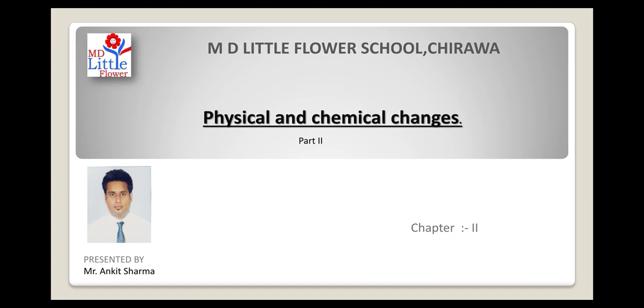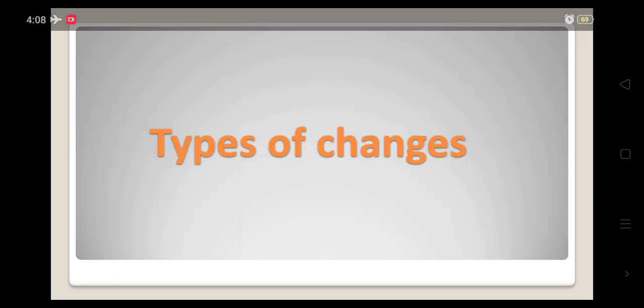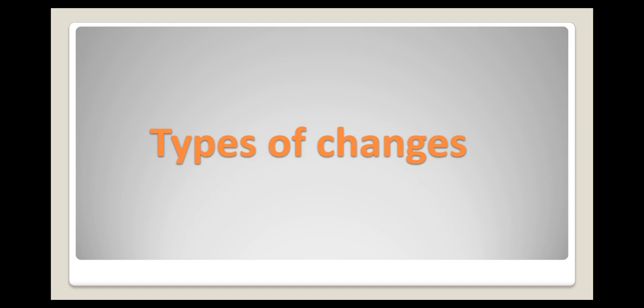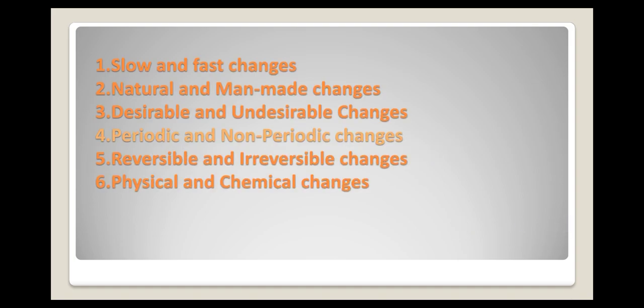In the previous video, we have studied already about changes around us. Now, let's start our next topic, that is types of changes. We are going to study in this video 3 types of changes. First is slow and fast changes. A change which takes place over a long period of time is called a slow change, and a change that takes a short duration of time is called a fast change.